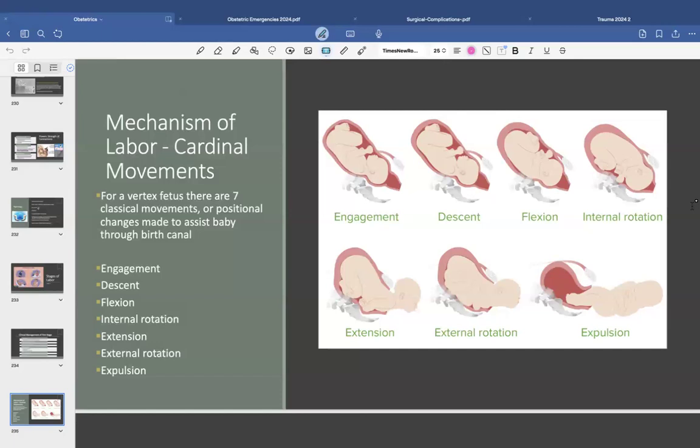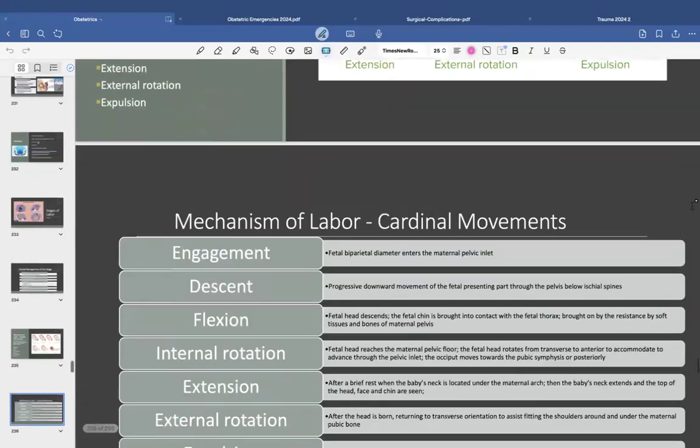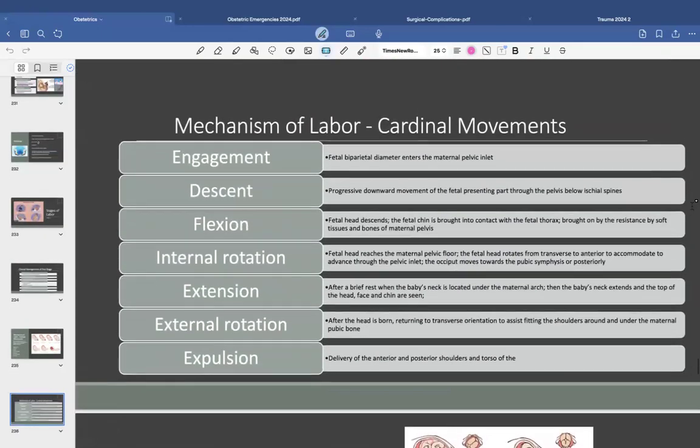Okay? So those are your 7 cardinal movements that baby is making: engaging, descending, flexion, starting to rotate, getting that head under the pubic bone, rotating again, and coming down. Okay? Like I said, those are listed on this slide with description at the bottom. These are just the movements again, and another resource to look at.